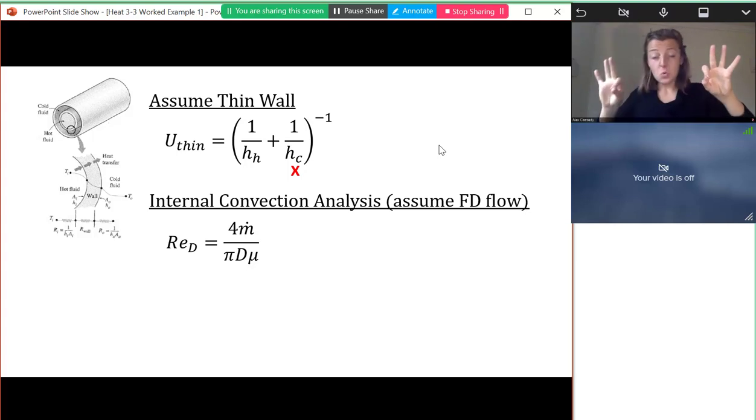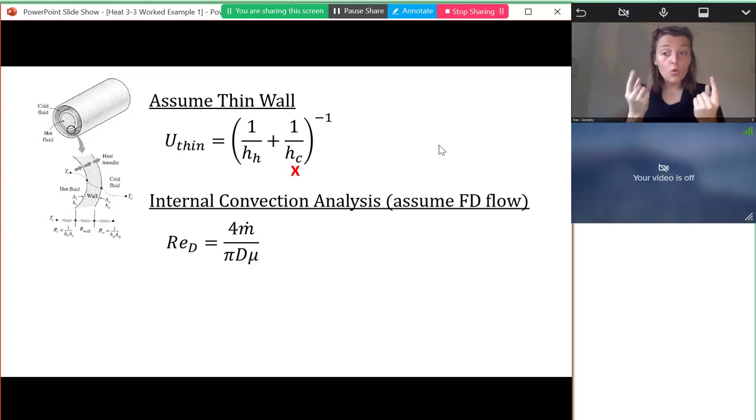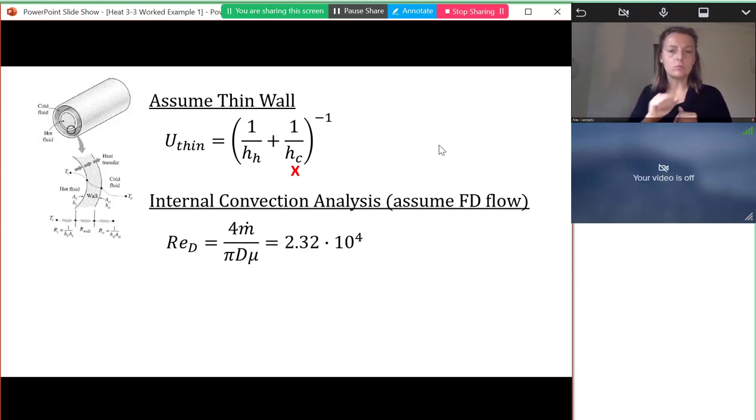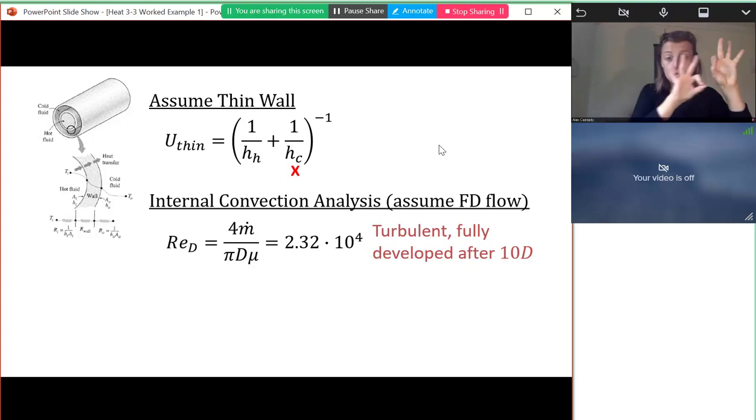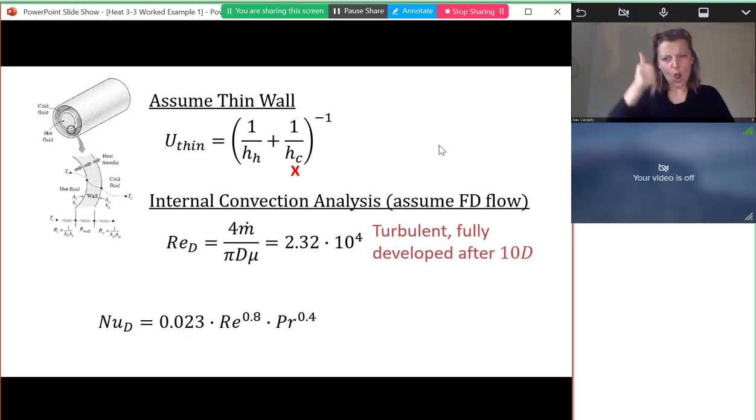Based on the information that I pulled off the table, I'll use this definition for the Reynolds number. I know the mass flow rate on the cold side, the diameter of the tubes, and the viscosity. So I can put that in, and I see that it's turbulent flow, so it becomes fully developed after 10 diameters. We're going to assume that this pipe, which is snaking back and forth along our shell, is much longer than 10 diameters, so it's fully developed probably for the whole length, or pretty close.